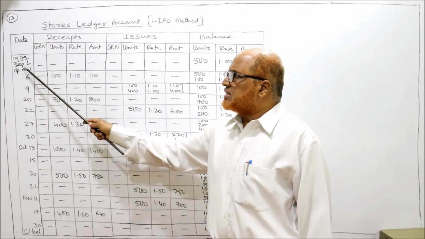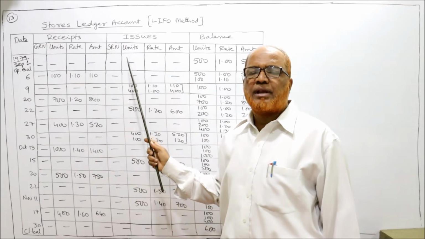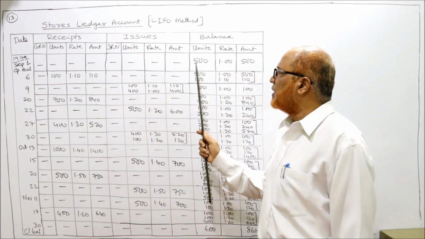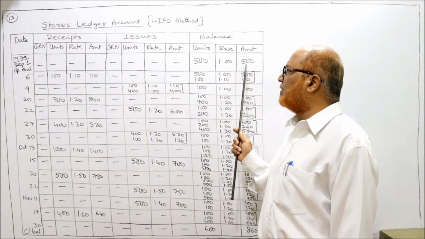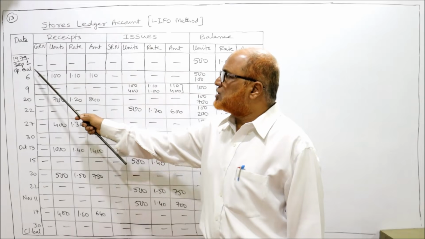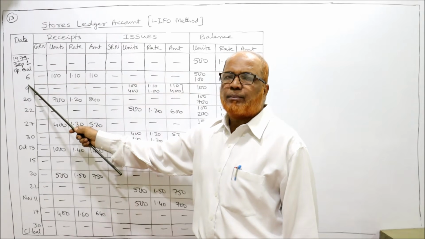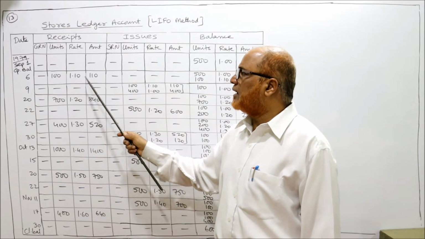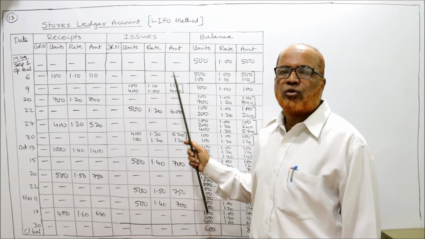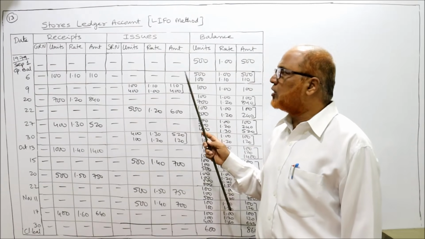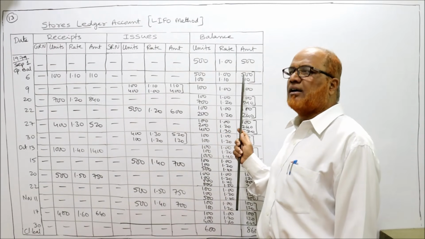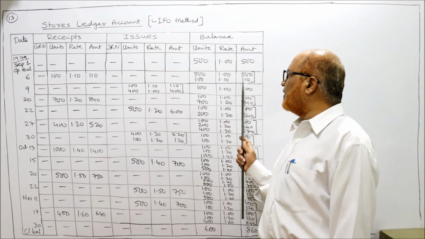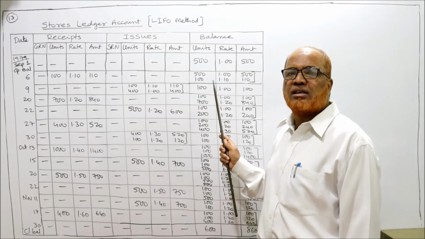So 1979 September 1st opening balance. Opening balance will be taken only in the balance column, nothing in the receipts and issues column. So 500 units at 1 rupee, 500 rupees, opening balance over. Now 6th of September there is a purchase of 100 units at 1 rupee 10 paisa. So 100 into 1.1, 110. Now we have two separate lots. The old lot was 500 units, 1 rupee, 500. The new lot purchased is 100 units at 1 rupee 10 paisa, so 110. Two lots we are having in the balance.